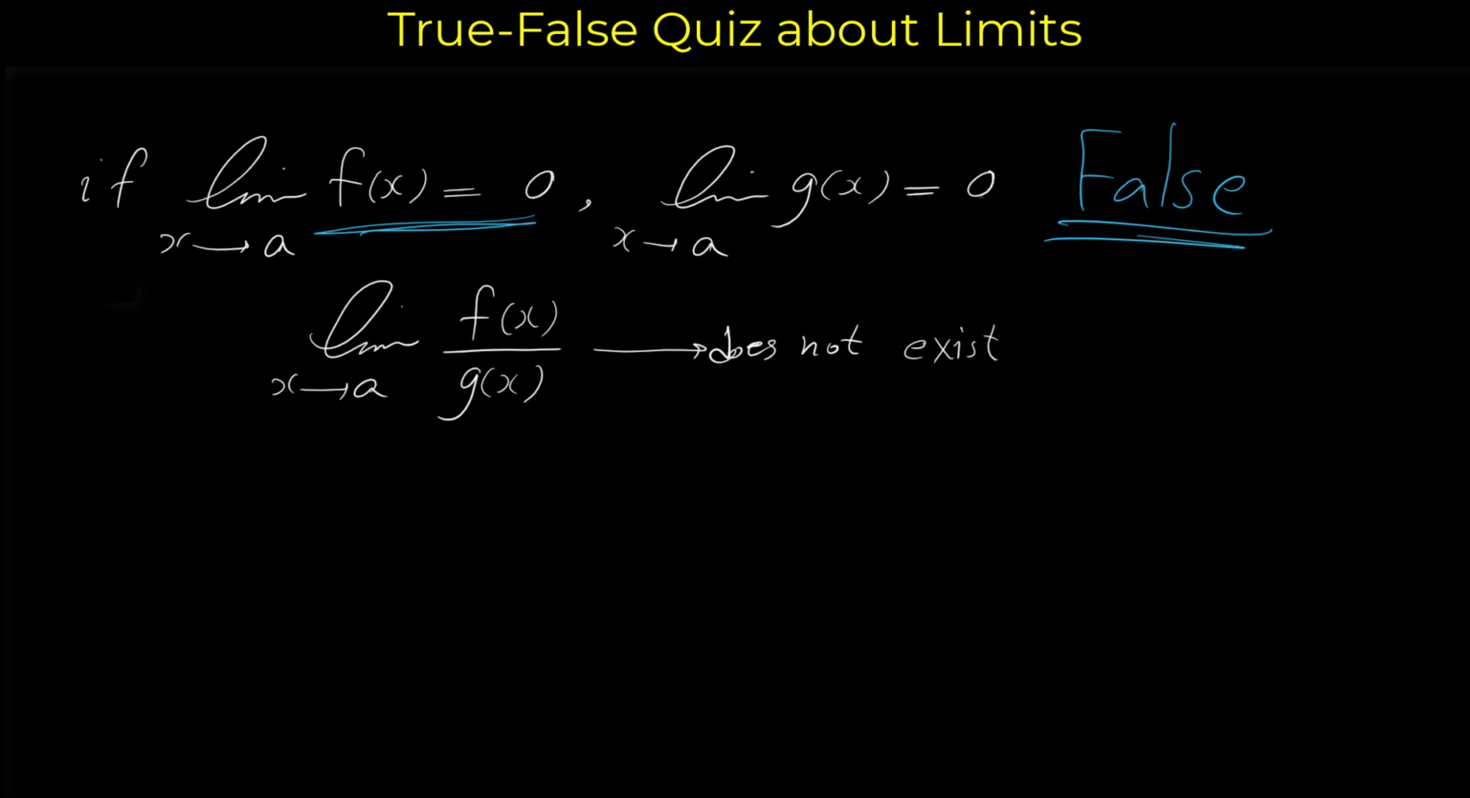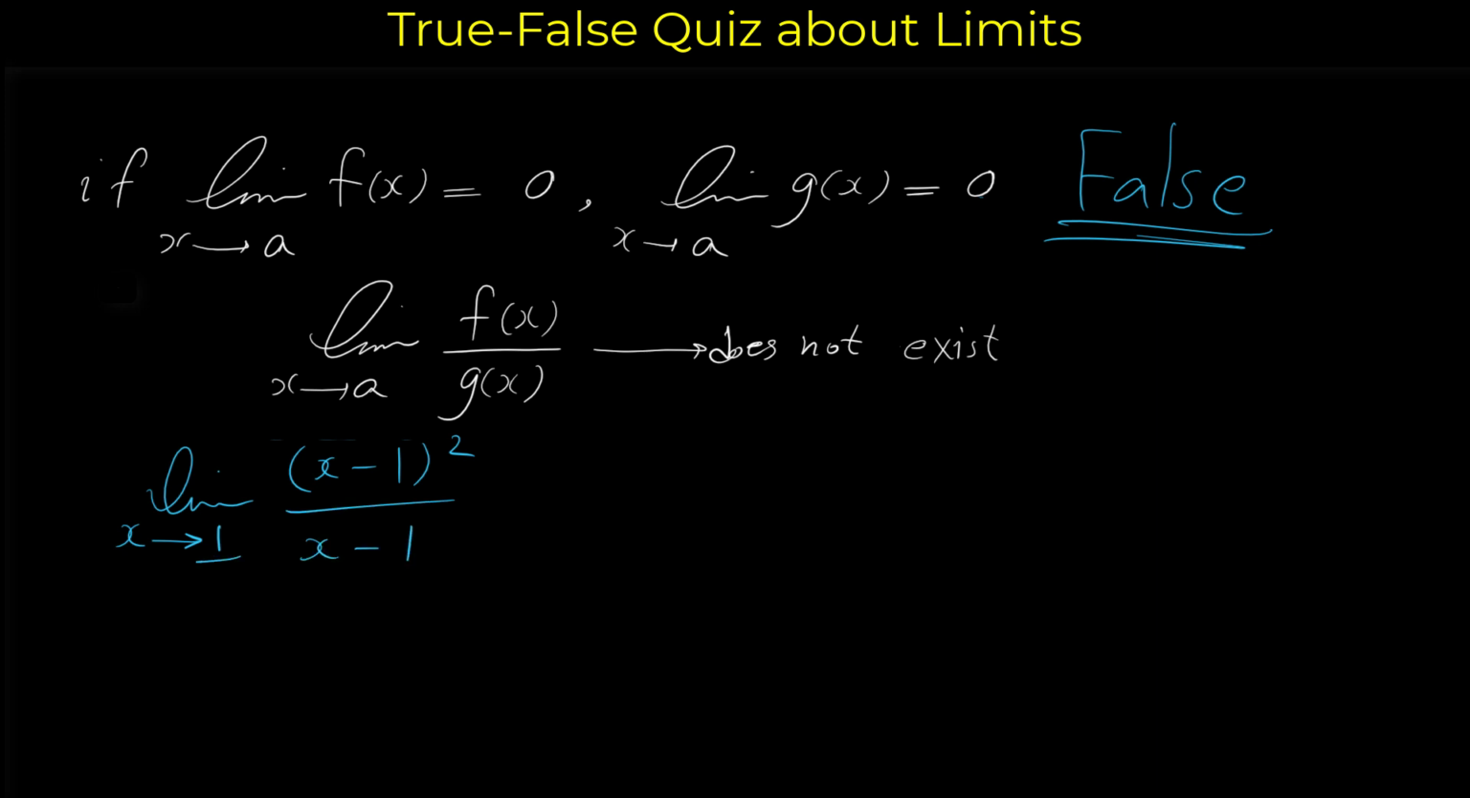Let me show you this by two examples. One example shows that the limit may exist, and one example shows that the limit may not exist. And it depends on the function f and the function g. For example, consider this limit: limit as x approaches 1 of (x minus 1) squared over x minus 1.